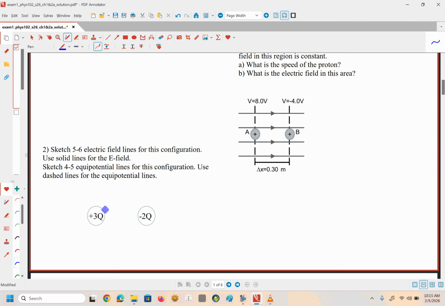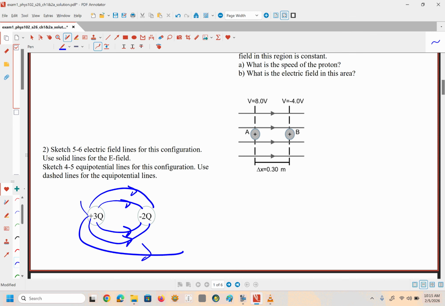All right. So I'm going to draw 1, 2, 3, 4, but then I have 2 additional lines that just go out like this. And so now if you imagine, in this case, each line would be worth half a charge, or 0.5 Q. And so I have 6 lines here that represent the 3Q, and then 4 lines over here that represent the minus 2Q. And then notice that they go from the positive to the negative charge.